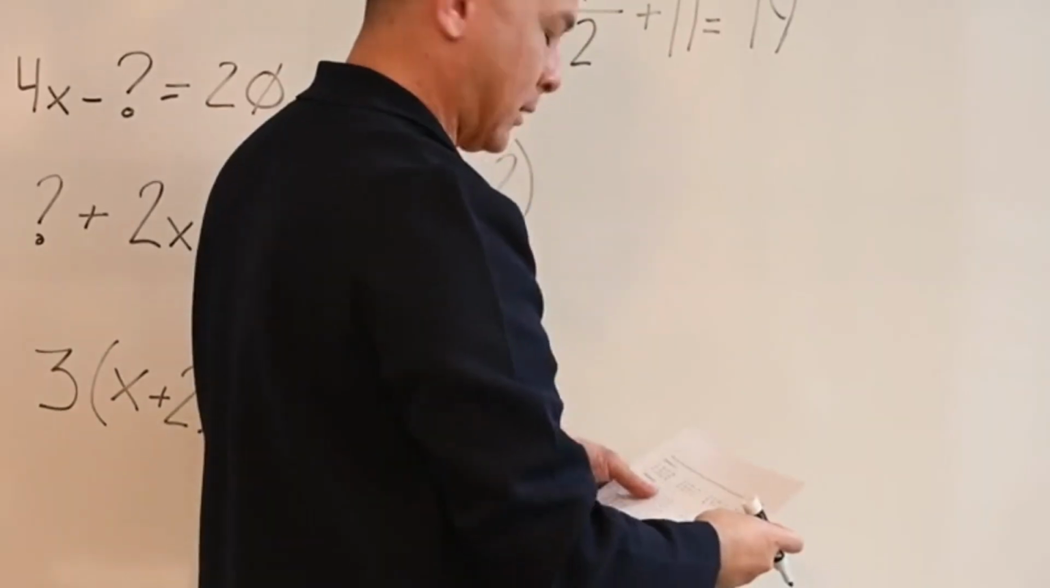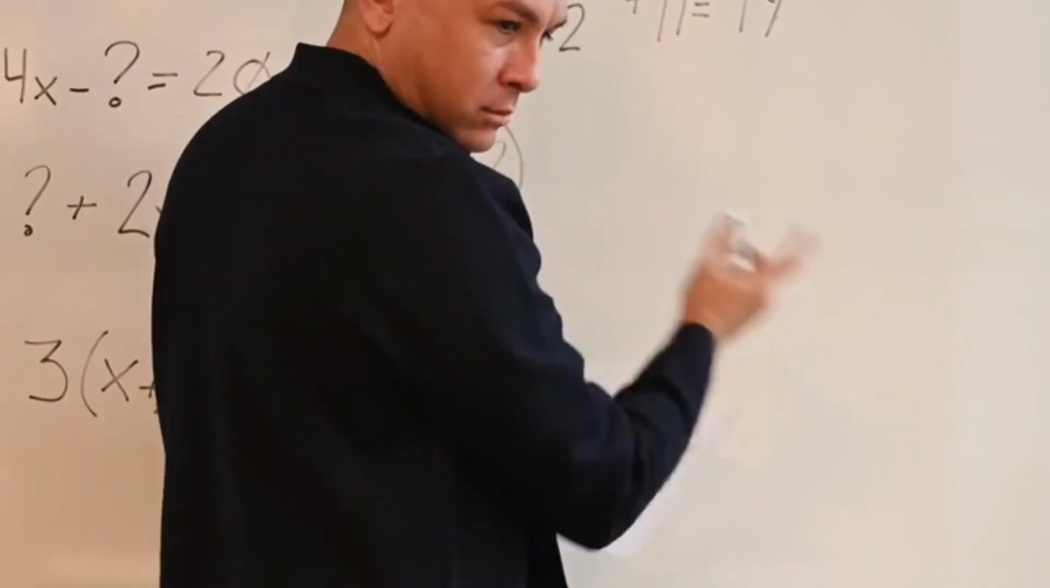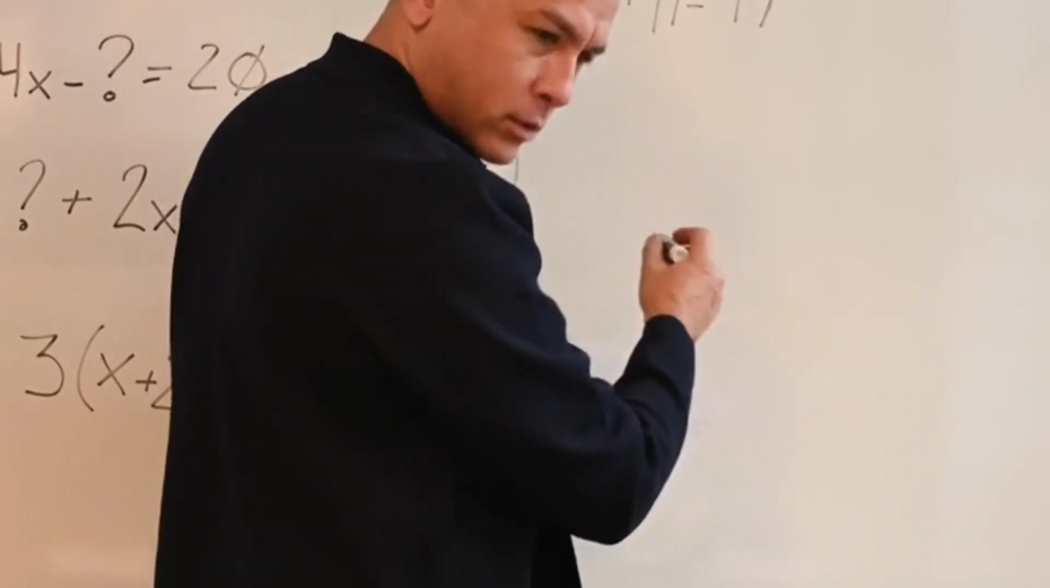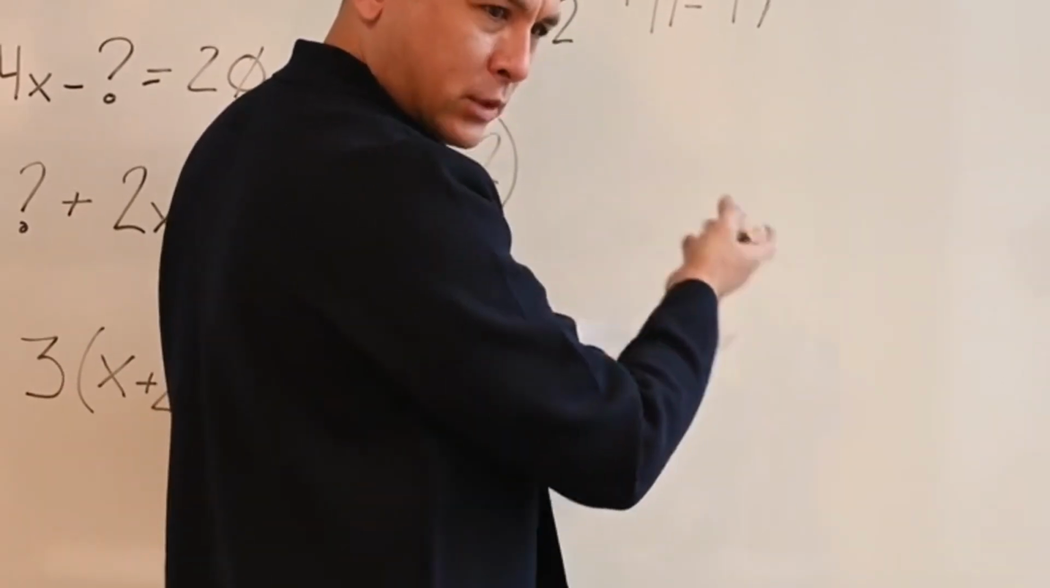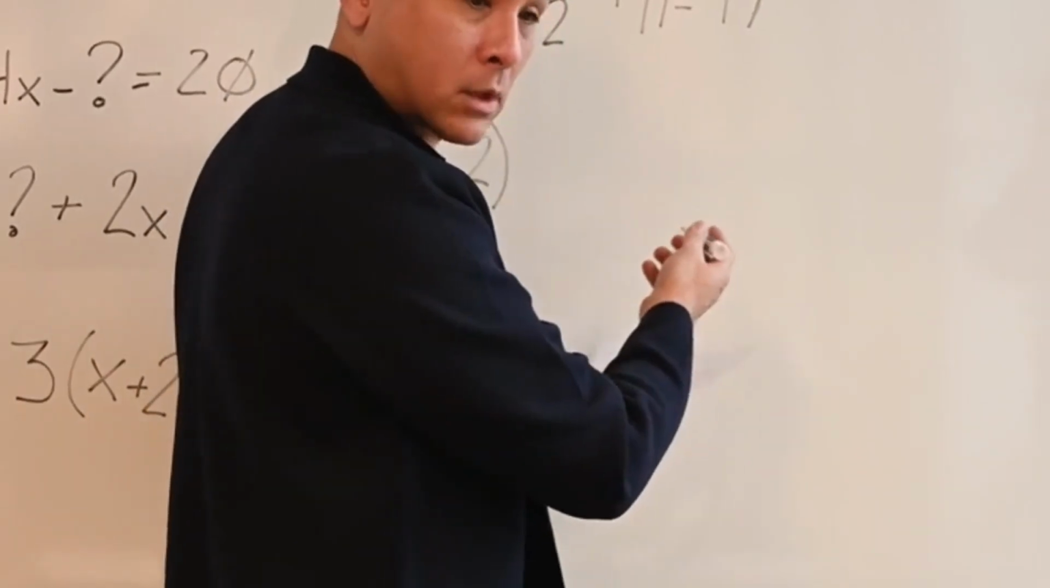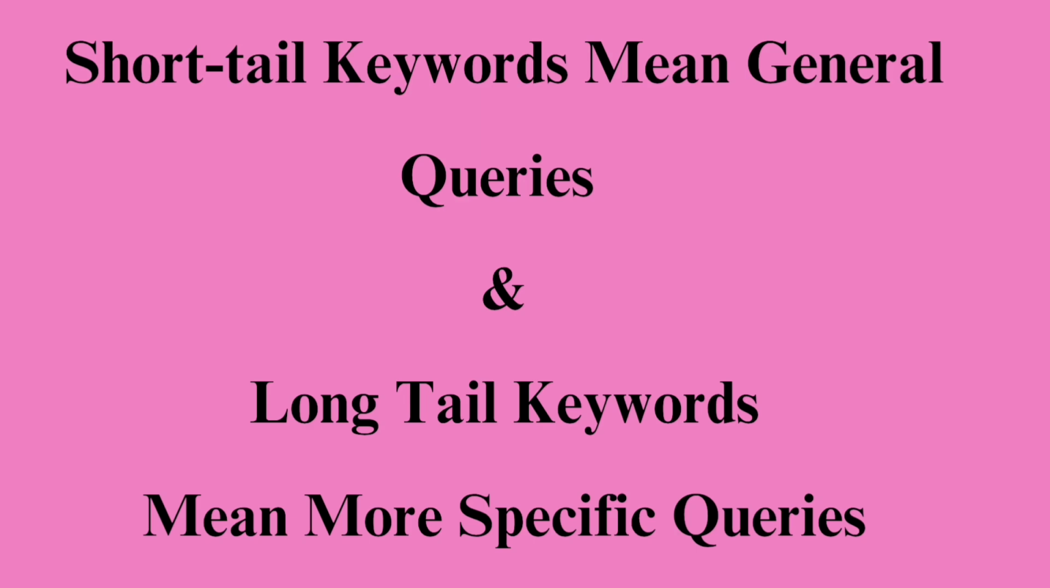Today we are going to talk about short tail and long tail keywords. As we discussed earlier the definition of long tail and short tail keywords, but that's not the actual definition. Short tail keywords mean general queries and long tail keywords mean more specific queries. Now let's understand in detail.